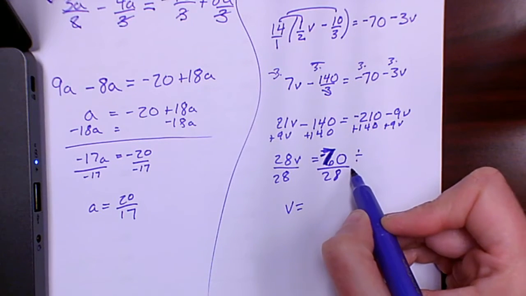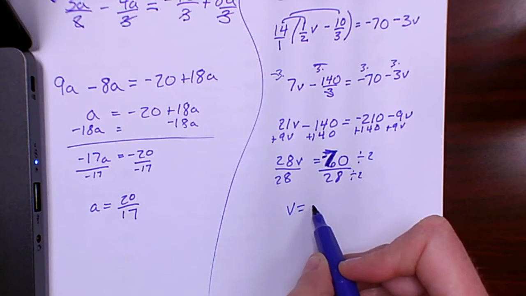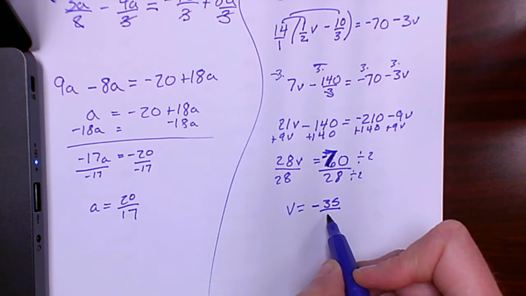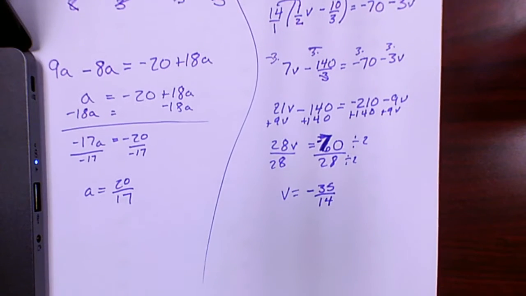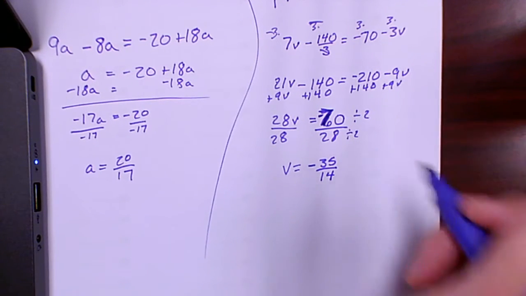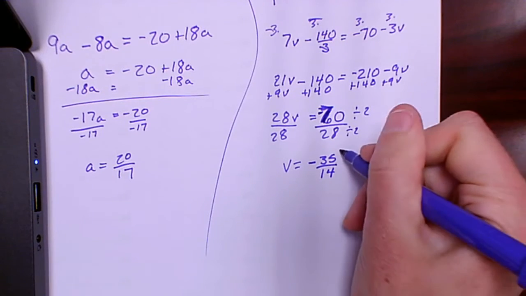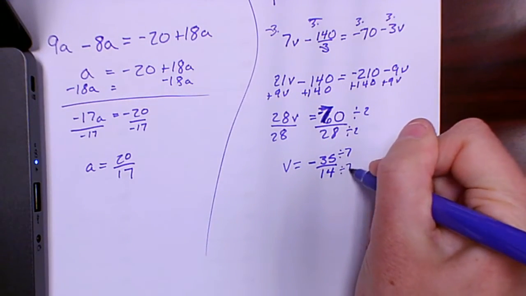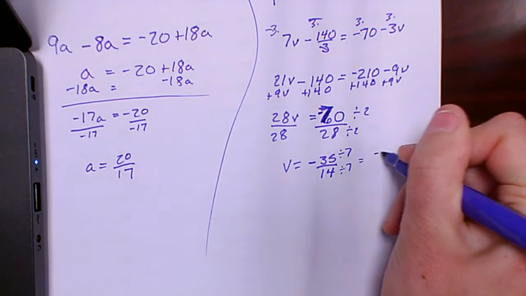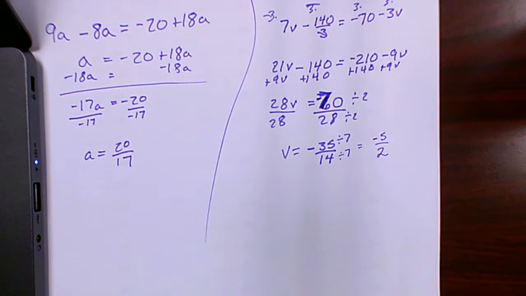Divide by 2 at least, so that would be negative 35 over 14. And then, oh, and then divide by 7, sorry, which would be negative 5 halves. Okay.